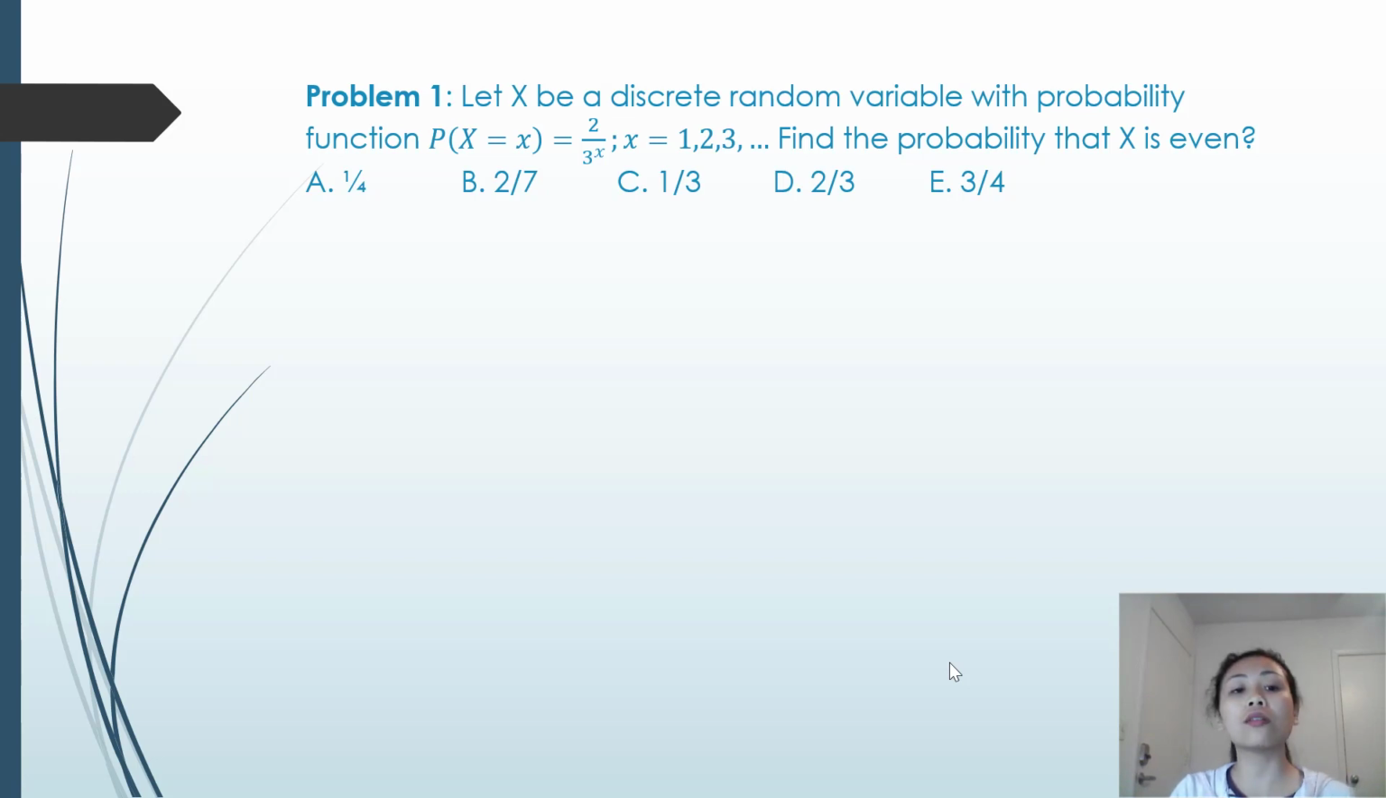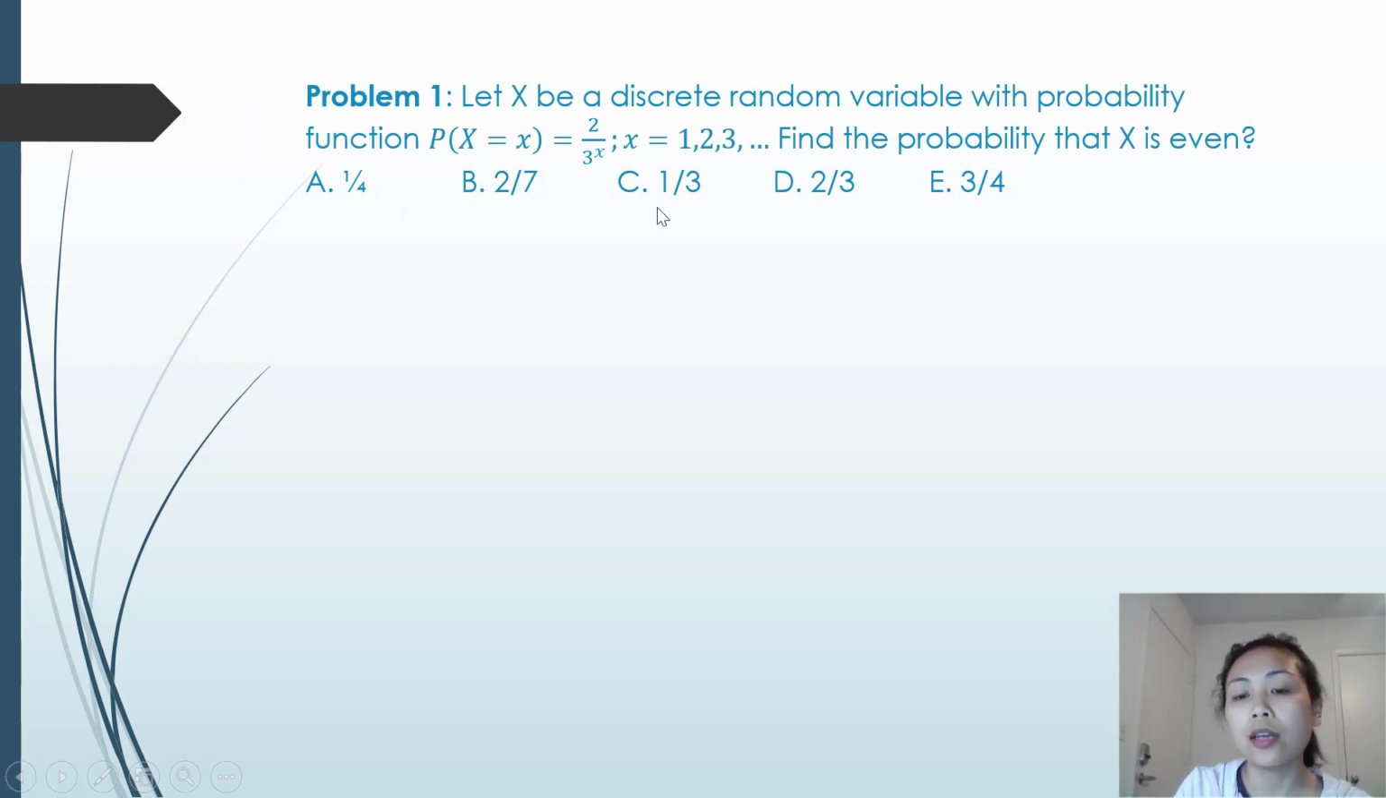So now let's look at problem number 1. Let x be a discrete random variable with probability function: the probability of x at a single point x is (2/3)^x, and the value of x here is 1, 2, 3, so the values can be listed. Find the probability that x is even.